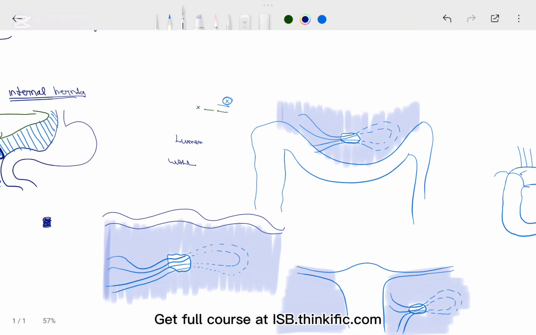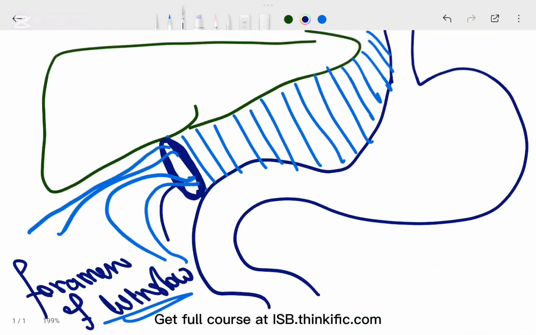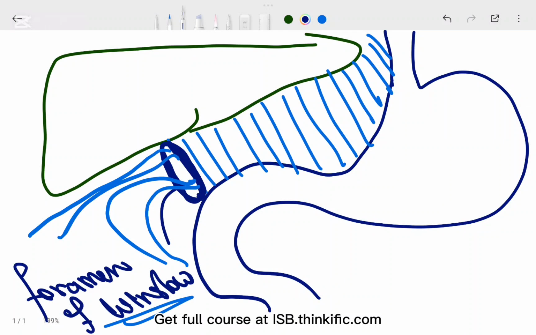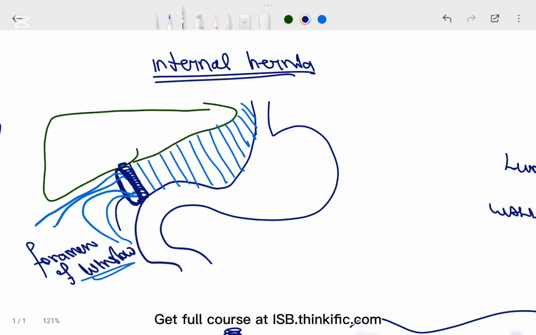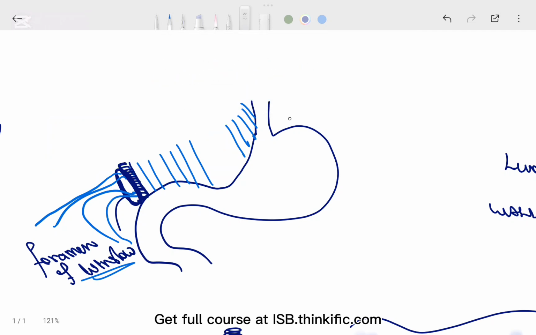Another example where you cannot do that is the foramen of Winslow. If there's herniation through the foramen of Winslow, the free edge of the defect contains the portal triad: portal vein, hepatic artery, and bile duct. So you can't divide the neck of the hernia here. Again, you have to decompress and move it out. So this is one special form of internal herniation. Okay, good.